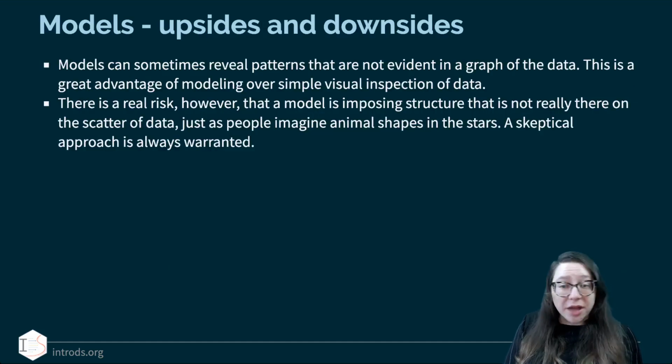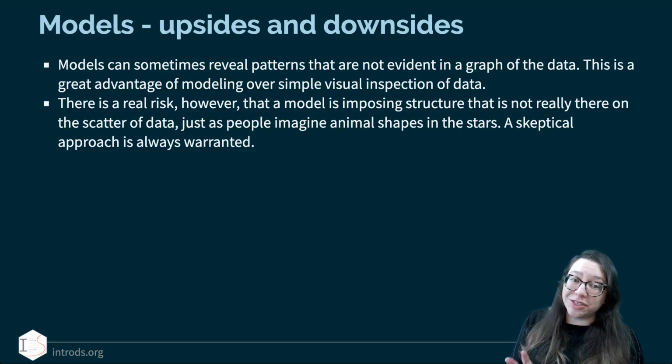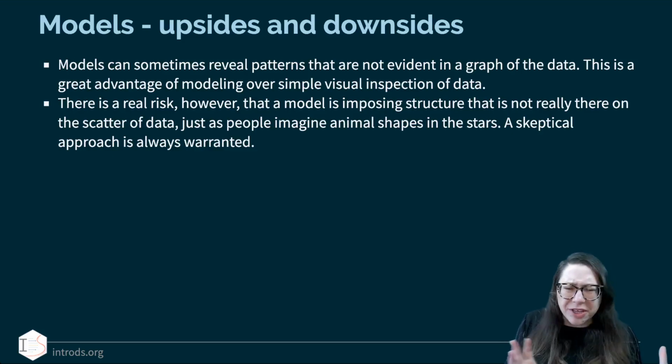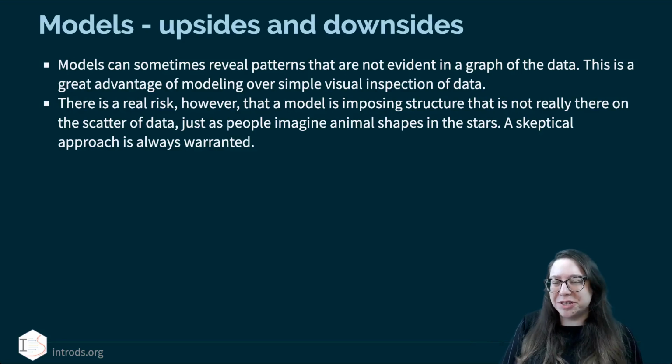So models can sometimes reveal patterns that are not evident in the graph of the data. This is a great advantage of modeling over simple visual inspection of data, but there's a real risk that a model is imposing structure that's not really there on the scatter of the data, just as people imagine animal shapes in the stars. So a skeptical approach is always warranted.